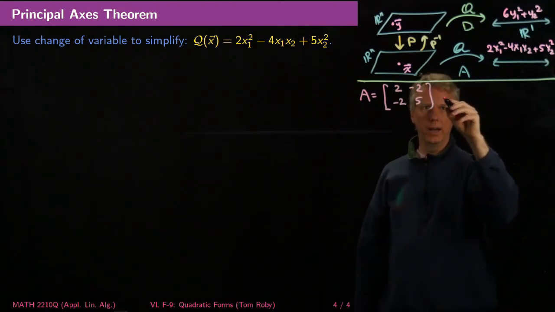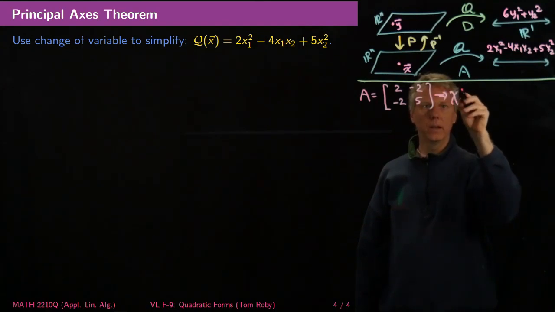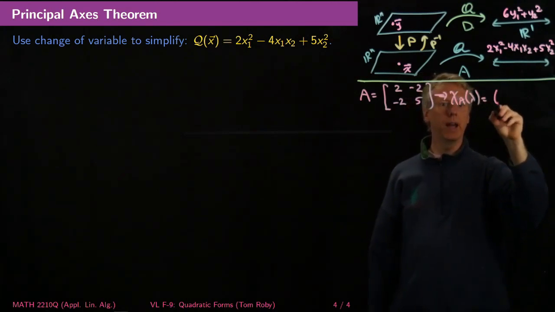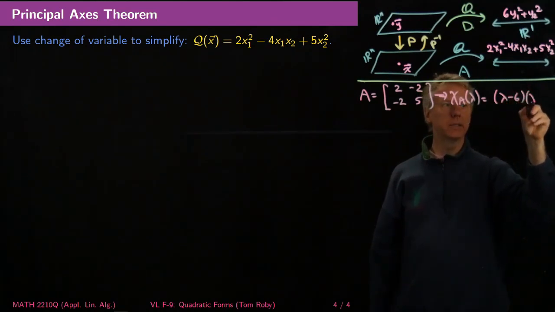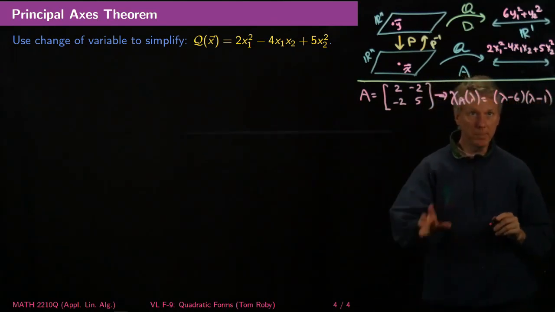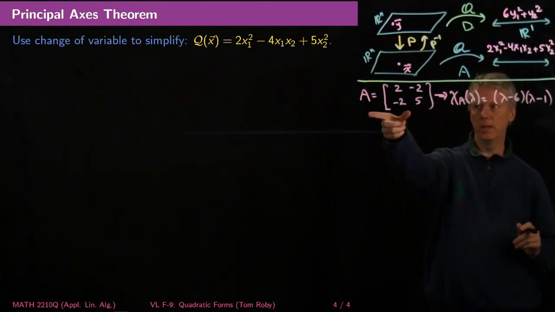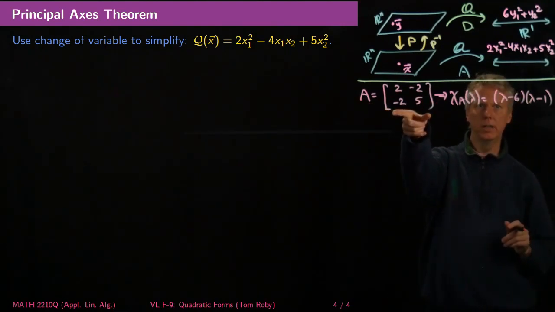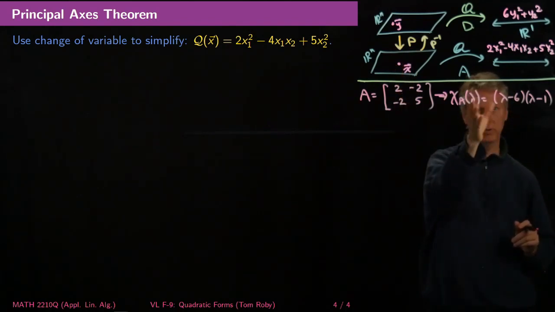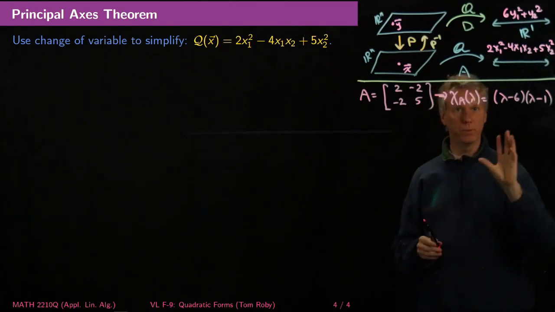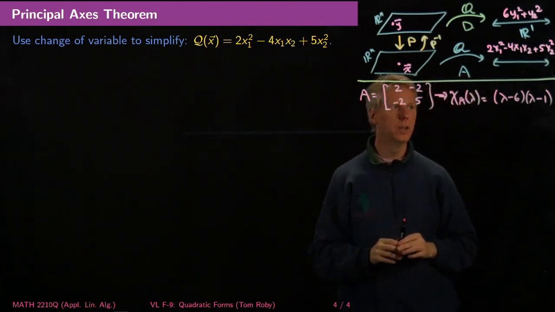So if you compute chi of A, the characteristic polynomial, chi A of lambda, it turns out to be something that factors as lambda minus 6 times lambda minus 1. I'm skipping some details here, and maybe you want to pause the video and work that out for yourself. Compute the determinant of A minus lambda I, and show that you get a quadratic polynomial that factors as those two things. But that's all from previous video lectures, so I'll assume that you know how to do that.